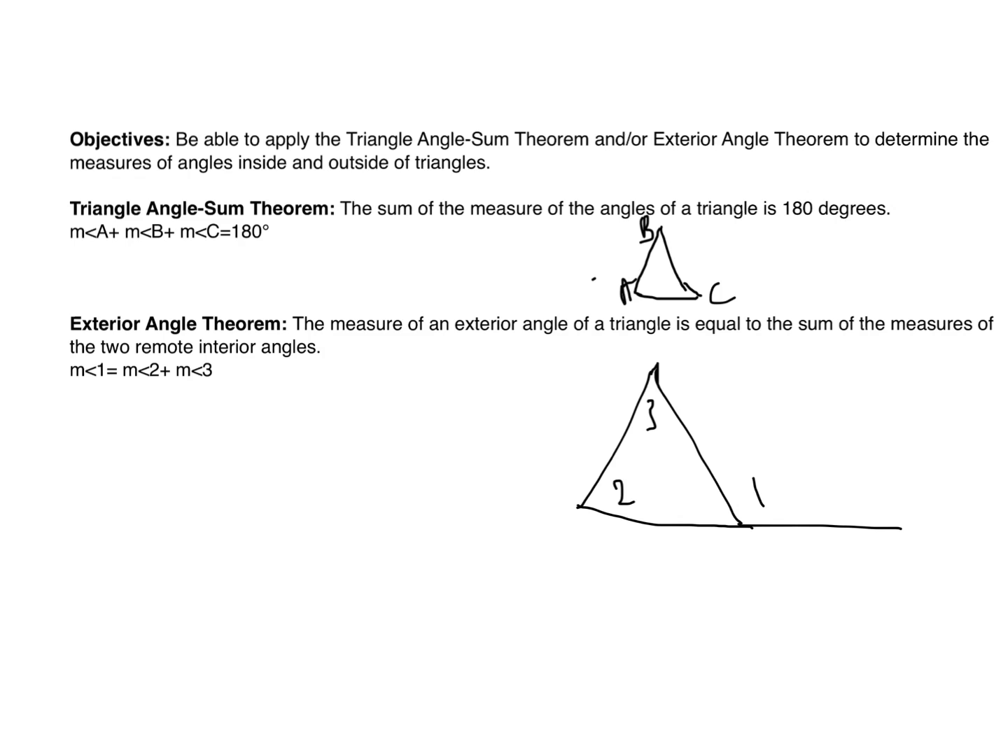Now, the next theorem is the exterior angle theorem. The exterior angle theorem states the measure of an exterior angle of a triangle is equal to the sum of the measures of the two remote interior angles. By remote, it means the two that are not near this exterior angle. So angle 2 and angle 3 are remote. So angle 1 equals angle 2 plus angle 3, just like that formula states. Right there.